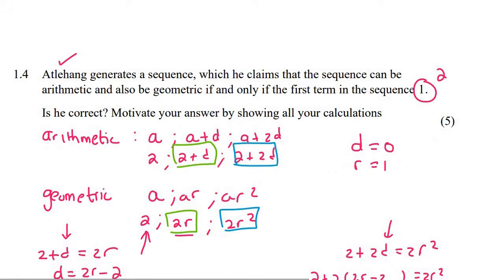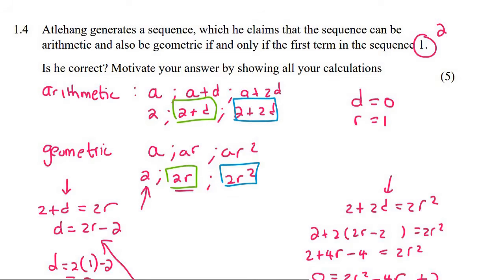So I completely disagree with this person who says that the only way you can get geometric and arithmetic is if the first term is 1. There are thousands of different ways that you can do that. In the memo, they say that he's correct because they start off by doing the way we did in the beginning, and then they show that it works. I do agree with that, but it's not the only way, so it's not the if and only if. So I would say no.